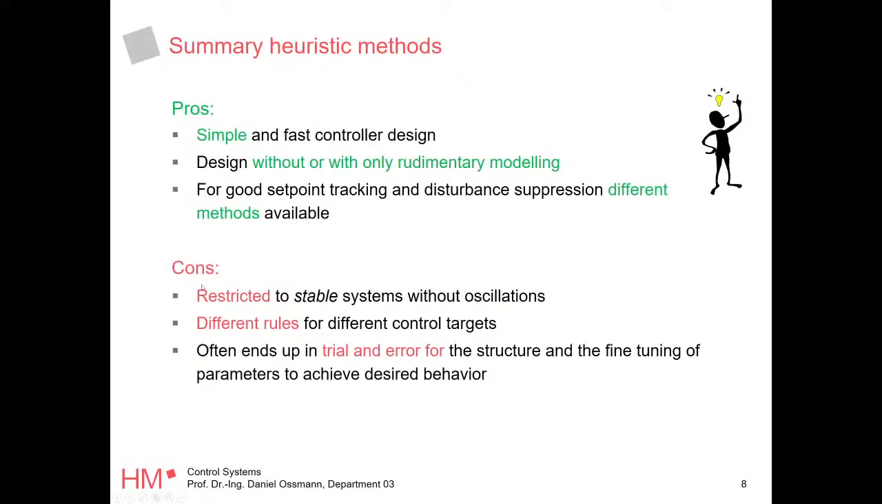The not so good things is it's restricted to stable systems without any oscillations, right? So you have a lot of different rules for different control targets. I mean, if you're really an expert in heuristic methods, you probably know that immediately. But yeah, I've shown you two, but there are a lot more. So you need to find your way through the jungle, so to say. And the problem is, in practice, it often ends up again in trial and error, because the controller you get out is not actually the best you can get, but it's a nice starting value.